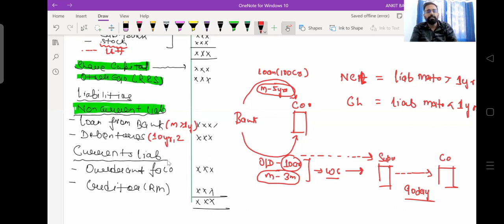Now, on the current liability side, we record the overdraft facility. We have already discussed the overdraft facility, so overdraft will be shown on the current liability side. Creditors: if you're buying some goods on credit from your creditor, that will be shown on the current liability side. So we have discussed non-current liability and current liability in detail. Now we will be doing questions from the annual report, and I will do some examples also for a better understanding. Thank you.